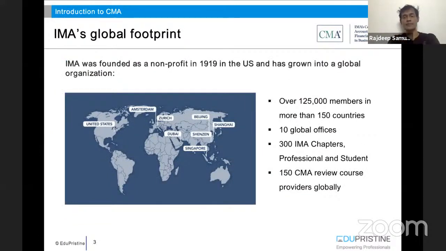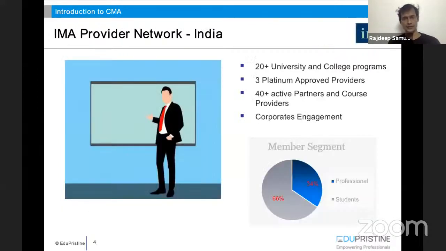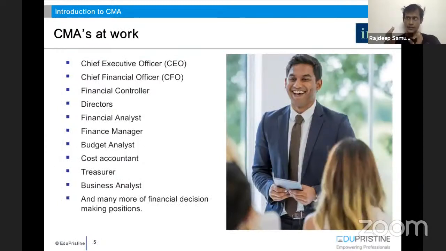We have 300 IMA chapters and 150 review course providers globally, at the institute level. There are a lot of colleges and universities in India and globally who are recognizing the program. 20 plus university and college programs, 3 platinum approved providers, and 40 active partner providers. EduPristine is one of them globally. We deliver this course on our platform. The reason is we ensure that you don't just get the course, but also qualify with us and go ahead and get a suitable job as a CMA in the workplace.